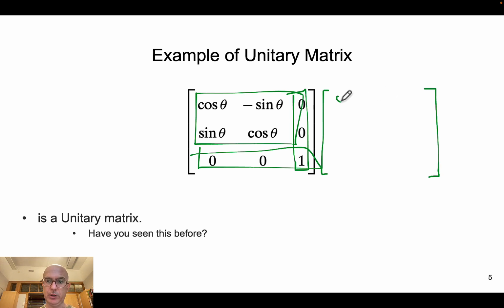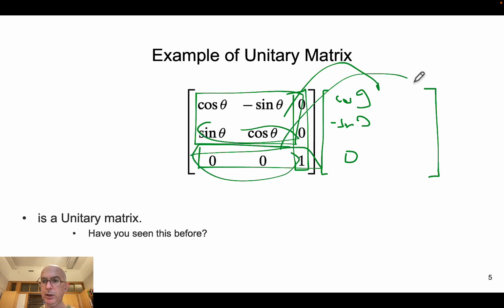we have cos theta, the first row becomes the first column, so it's minus sine theta, and then 0 here, and then we take the second row and put it here, and take the third row and put it here. If we multiply these, you can verify that the multiplication is equal to the identity matrix. You will need some basic trigonometric identities to verify, but you can do this as a simple exercise and verify that this matrix is actually unitary.